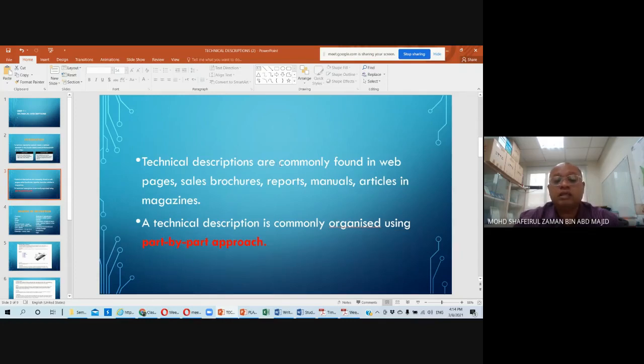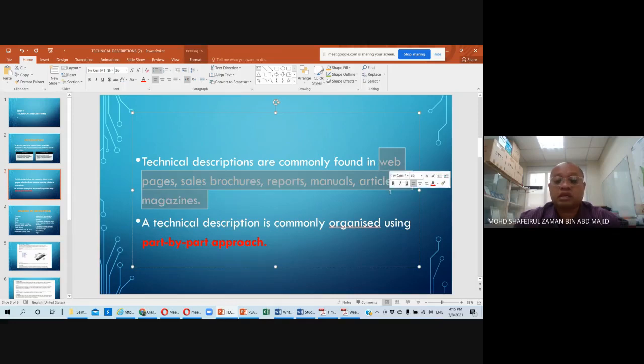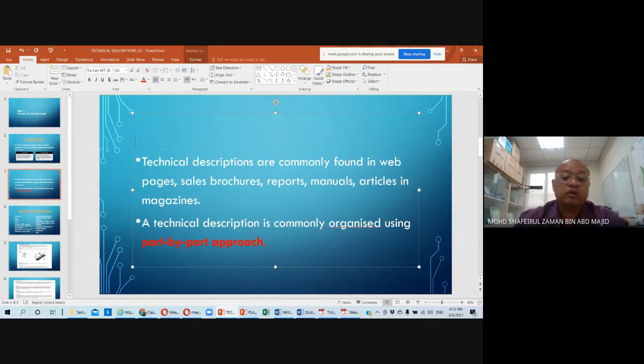You are going to find these technical descriptions commonly in web pages, sales brochures, reports, manuals, and articles in magazines. For example, last year I was planning to buy a new laptop. So where do I get the information from? I searched through the web pages of the laptop manufacturers, for example HP, Dell, and also Apple, and then I read thoroughly through all of the laptop models available.